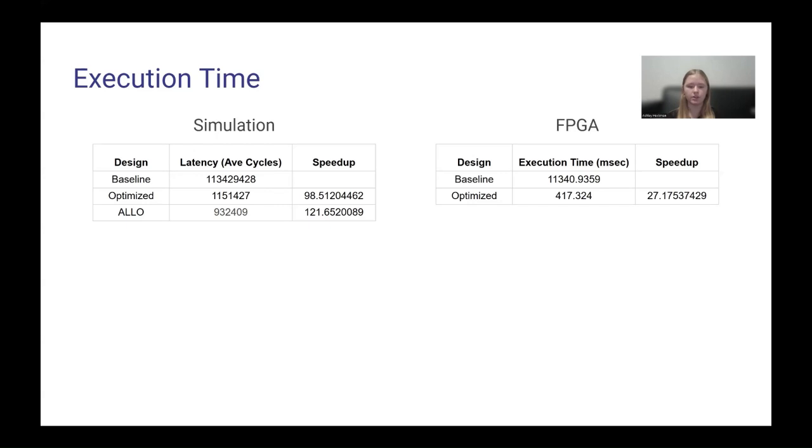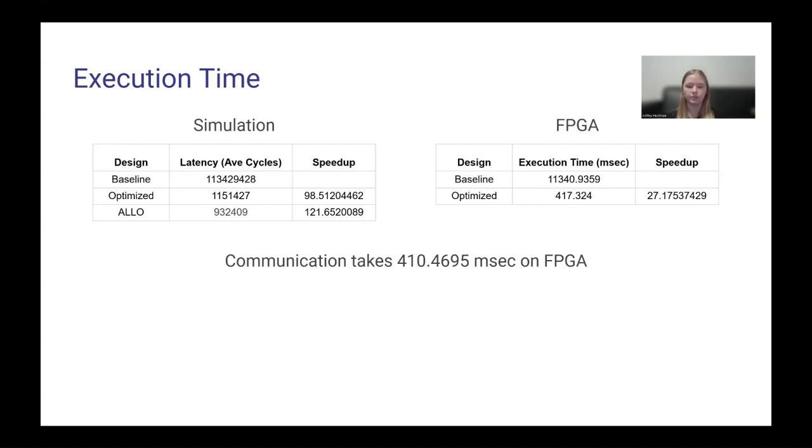Simulation time suggests large speedups for both our optimized and ALO designs. Unfortunately, we did not see that in practice. While our optimized design has a theoretical speedup of 98x, it only achieves a speedup of 27x on the FPGA. Because of this, we were suspicious of communication overhead, so we decided to measure this time by running just our DUT function on the FPGA. We found that this took 410 milliseconds, which was almost all of our execution time.